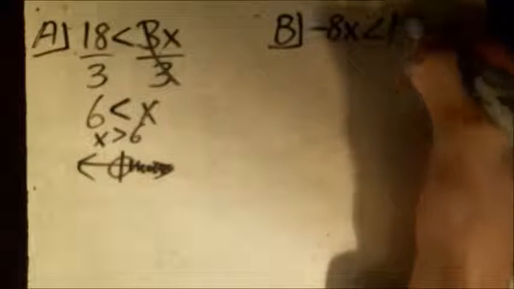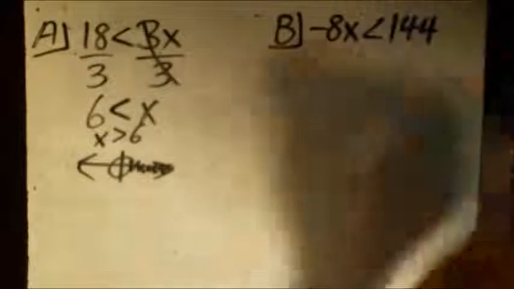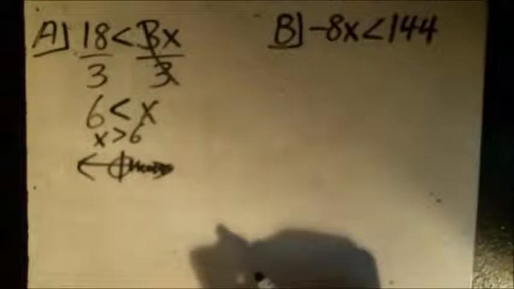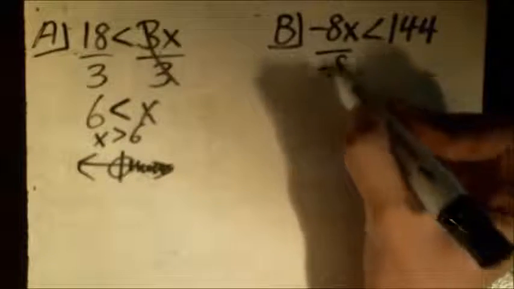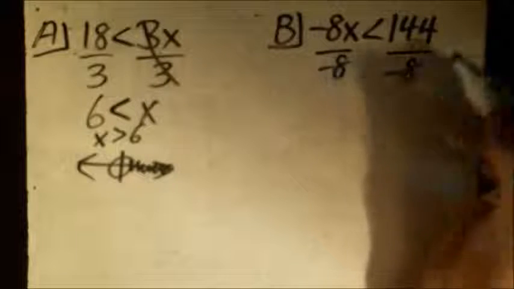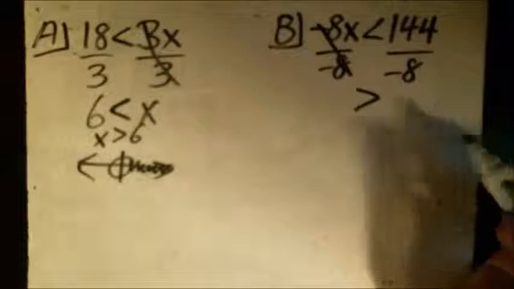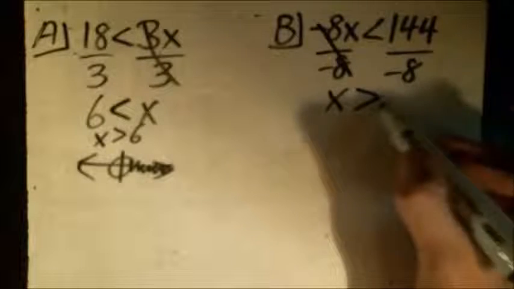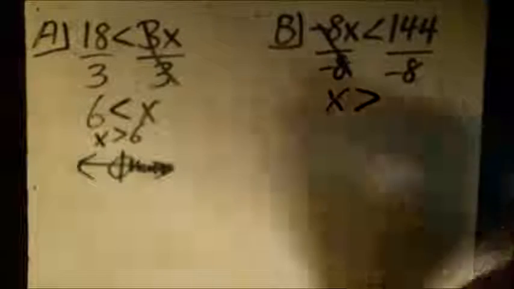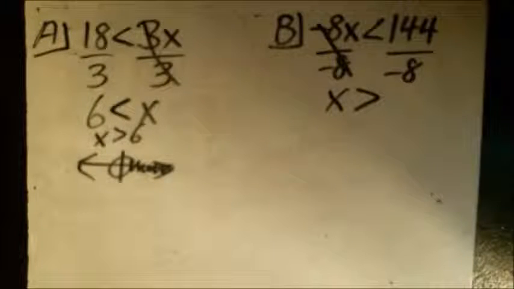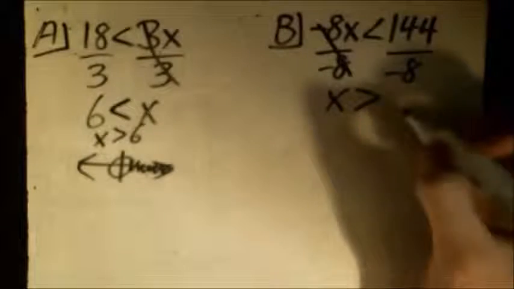Alright, so for b, we have negative 8x is less than 144. So we want to divide both sides by a negative 8. We're dividing by a negative, which means I need to flip my sign. The negative 8's cross each other out. So I've got x is greater than 144 divided by negative 8, which should be negative 18.